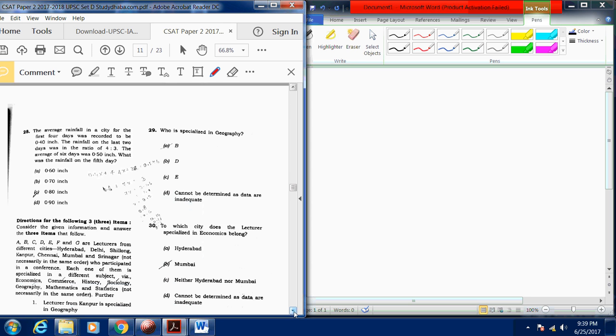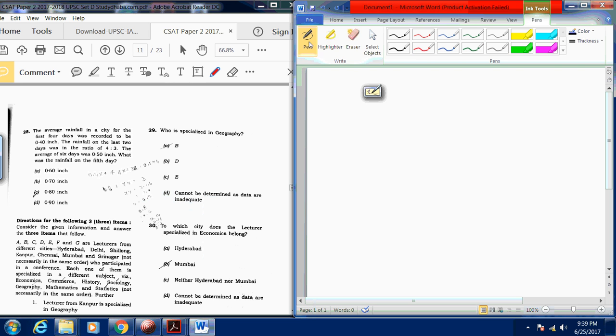Move on to this. Question number 28. So the average rainfall in a city for the first 4 days is 0.4 inch. Rainfall on the last 2 days is in the ratio of 4 to 3. The average of the 6 days was this much. What was the rainfall on the 5th day? So this is a simple one. We can calculate.